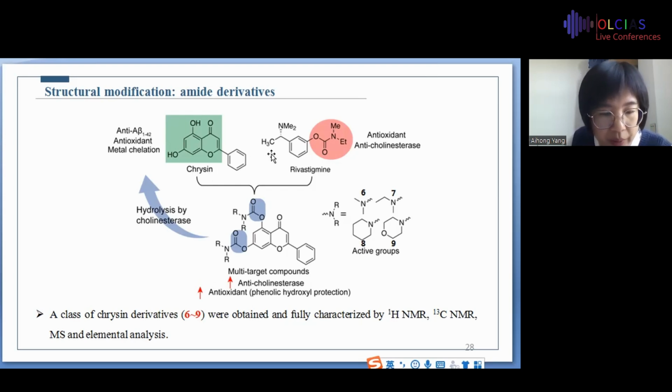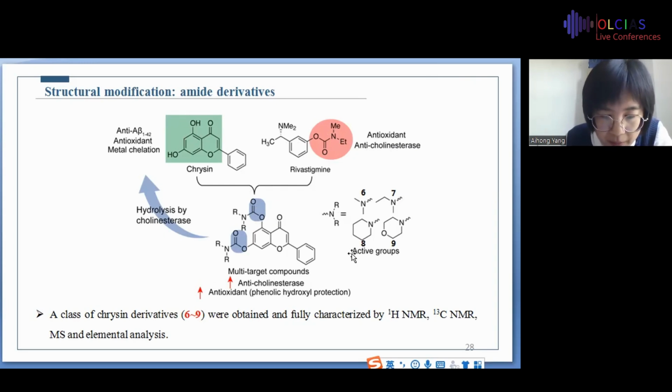Therefore, we adopted a pro-drug design strategy to protect the phenolic hydroxyl group of chrysin, to enhance its lipid solubility and the permeability of BBB. The derivatives were obtained by combination with chrysin's metal-chelating site and reverse Tigmin's anti-CHE pharmacophore to form an ester, which improves the hydrophobicity and protects the phenolic hydroxy group at the same time.